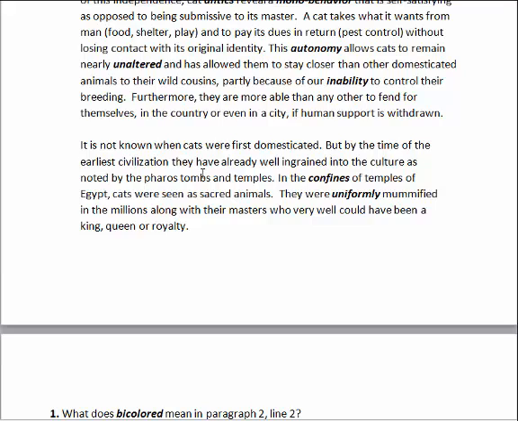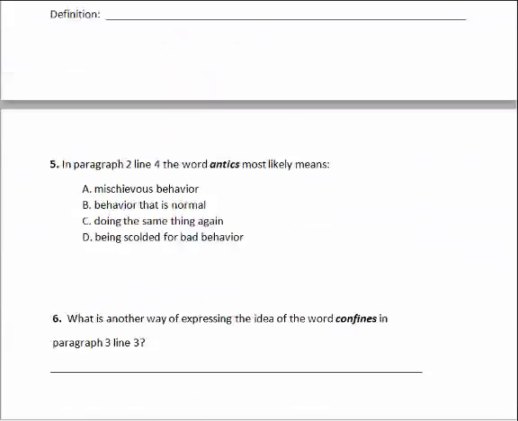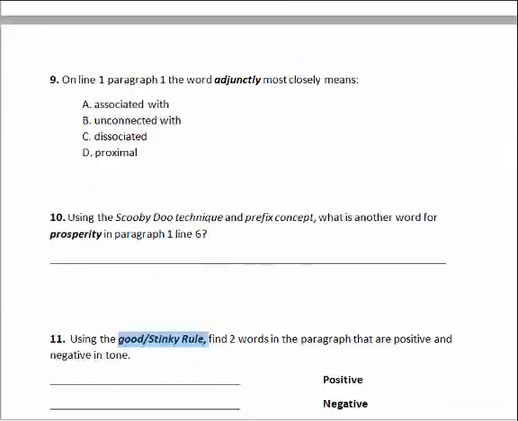Earliest, that's positive. Ingrained, positive. Culture, positive. Pharaoh's tomb, for some reason I feel like that's positive. Temple, that's positive. And sacred animals, positive. Mummified, I feel like that's like weird. Negative. King, queen, and royalty, all positive. There you have it. It is good stinky rule on that one. Gazillion. Do you see what I just did?